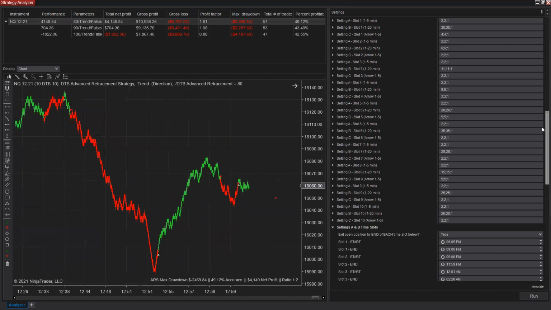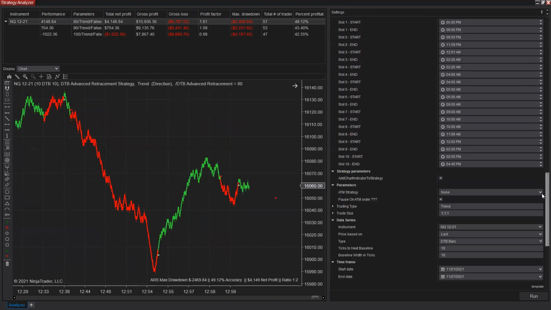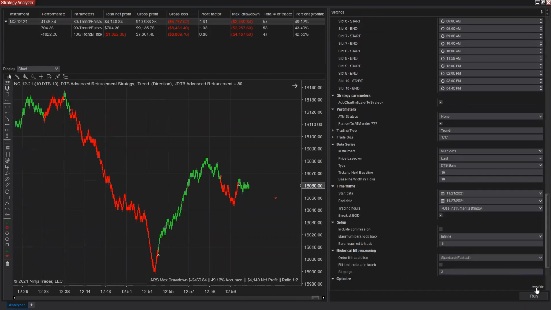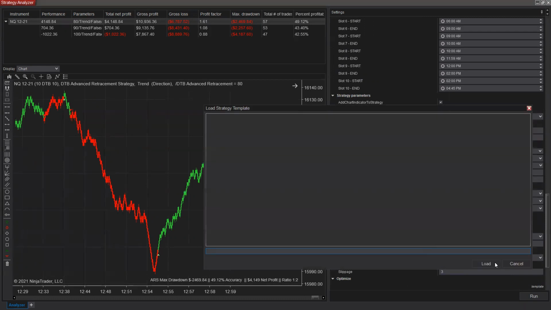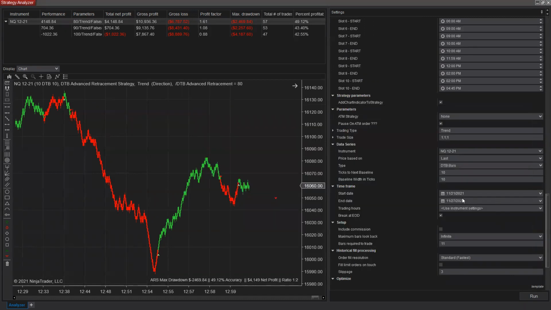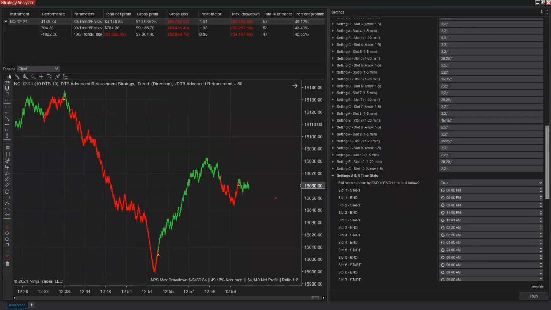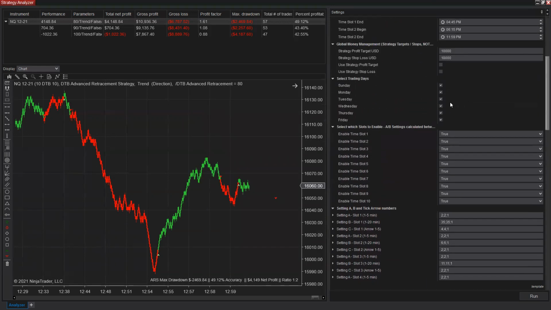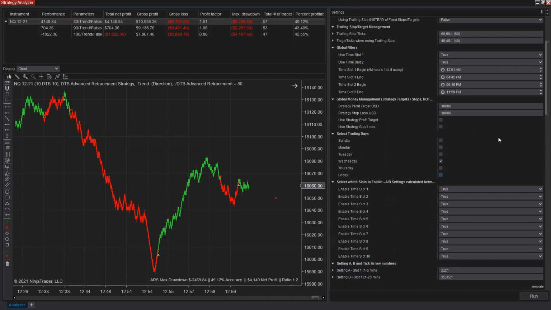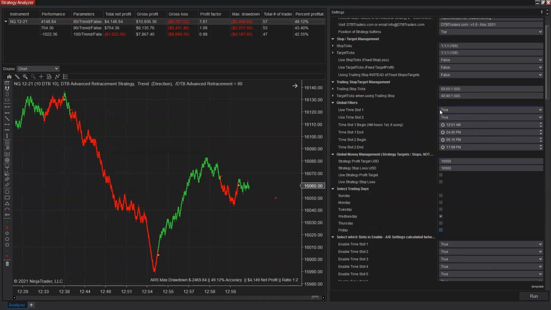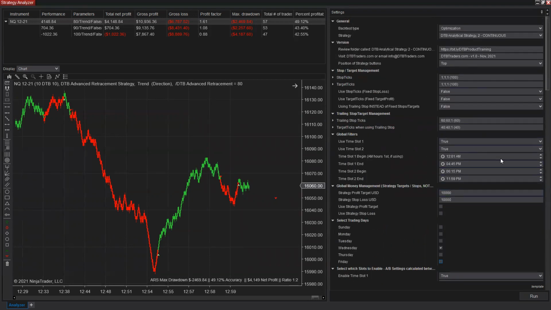So if I just run a very quick optimization over here, let's just see, do I have a template? Let me just see, template load. Okay, nothing in there. I'll just run a very quick optimization over here on this one. Let's see what this looks like. So again, only choosing, like, let's choose the Wednesday again. It seems to be pretty good.